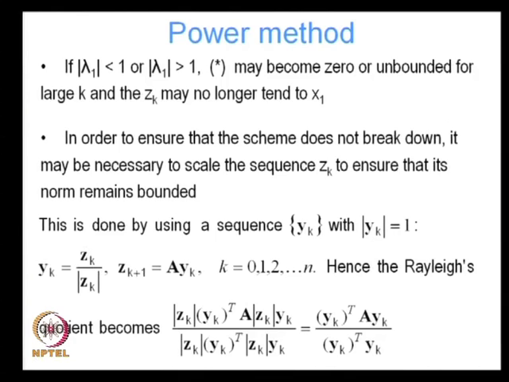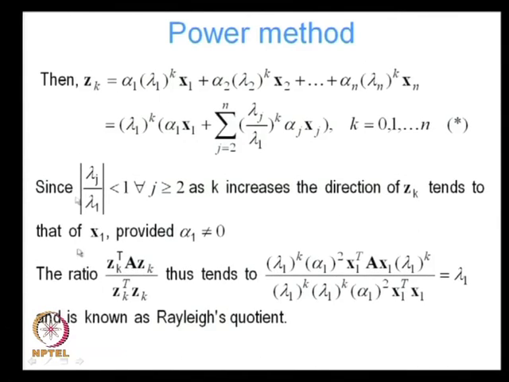If mod of lambda 1 is less than 1 or mod of lambda 1 is greater than 1, the star term may become 0 or unbounded for large k, and the z_k may no longer tend to x1. Why would this happen? Well, take a look at this. If lambda 1 is less than 1, as k increases, this term becomes smaller and smaller. So, it may so happen that this term becomes almost 0, right. It looks from this that z_k tends to x1, but in case this term goes to 0, z_k would actually tend to 0.